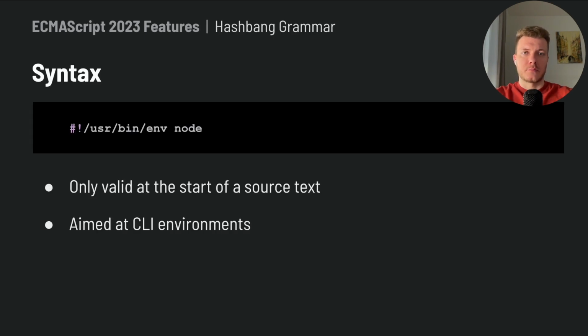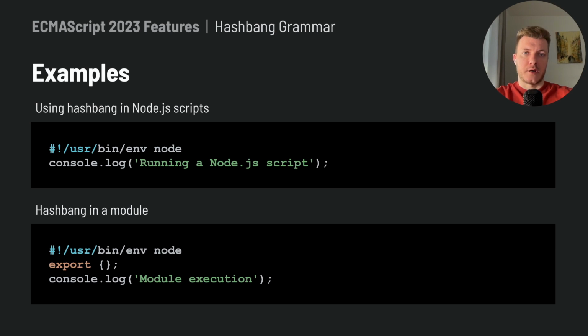A hashbang looks special, starting with a hash and placed at the very start. It's specifically designed for CLI JavaScript environments. This ensures scripts are correctly recognized and executed in such contexts. Remember, it's only valid at the beginning of the file. Now let's see hashbang in action. Imagine a Node.js script beginning with our hashbang line. This tells the environment to execute the file with Node.js. Similarly, a module can start with a hashbang for the same reason. These examples illustrate the hashbang's role in defining script execution contexts.